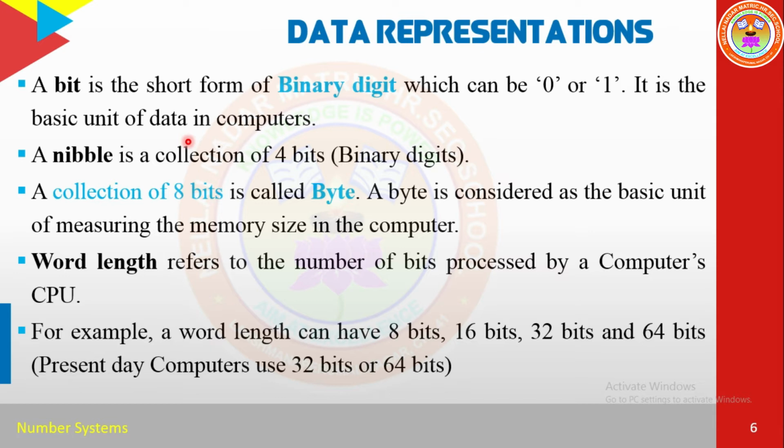Then point number two, a nibble. A nibble is a collection of 4 bits. Already we discussed what? Bit is the smallest unit of computers, right? It is a basic unit of data in computers, and also it is the very smallest unit of computers. So 4 bits together, what is the name of that? Nibble. Okay, so nibble is a collection of 4 bits. 4 bits collectively together means that particular data name is what? Nibble.